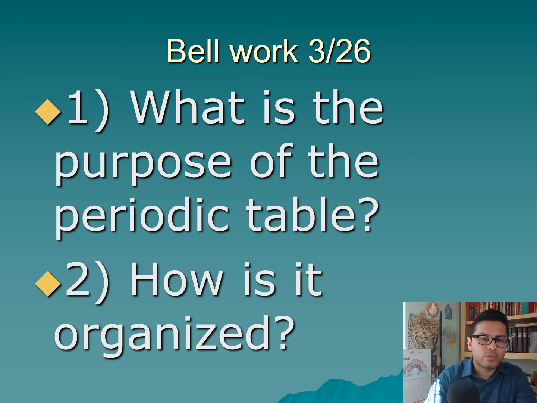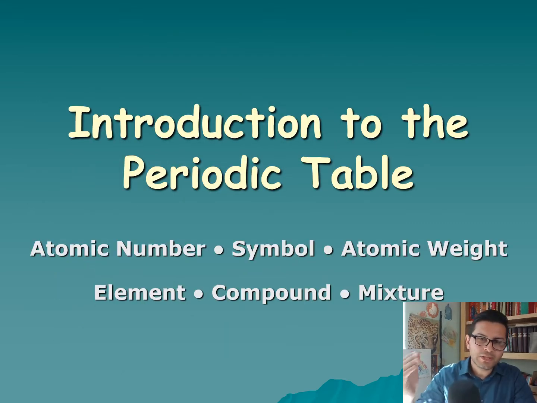Do we just throw a bunch of things into a group and say this is the periodic table, or is there some kind of semblance of order to it? So we're going to be talking about the introduction to the periodic table. Now, these are some keywords that we're going to be discussing. We're going to be talking about the atomic number, symbol, atomic weight, element, compound, and mixture. What are those things and how are they related?